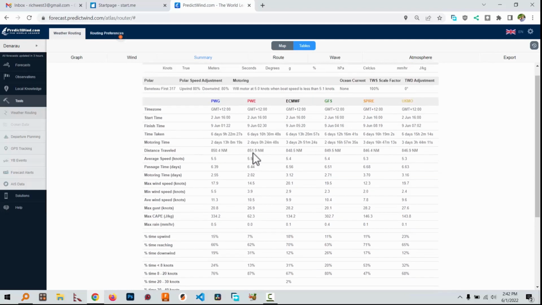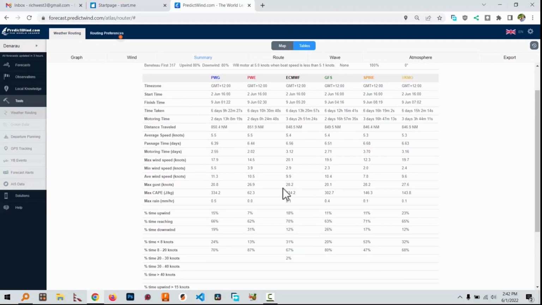Maximum wind speed is interesting, but what's really interesting are the maximum gusts. And we have 27 knots here, 28 knots on ECMWF. So we could say the gusts are probably going to be close to 30 knots. They always seem to be higher than that.